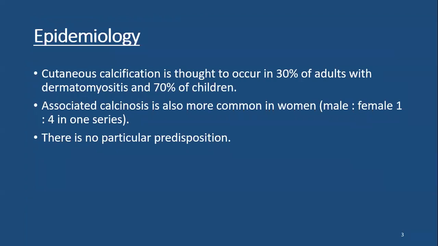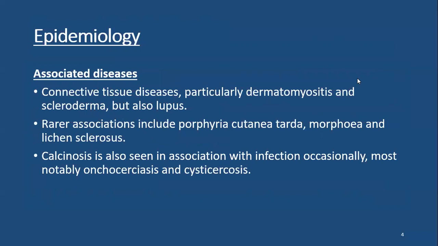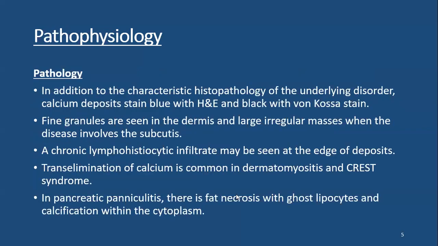Epidemiology. Cutaneous calcification is seen in 30% of adults with dermatomyositis and 70% of children with dermatomyositis. Associated calcinosis is more often seen in women than men, with a ratio of 4:1. There is no other particular predisposition. In addition to the autoimmune diseases, other rare associations of cutaneous calcification are porphyria cutanea tarda, morphea, and lichen sclerosus. I mentioned the infections.